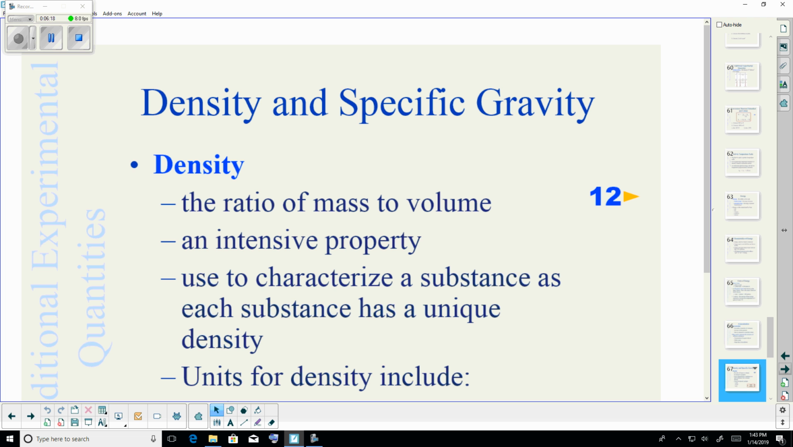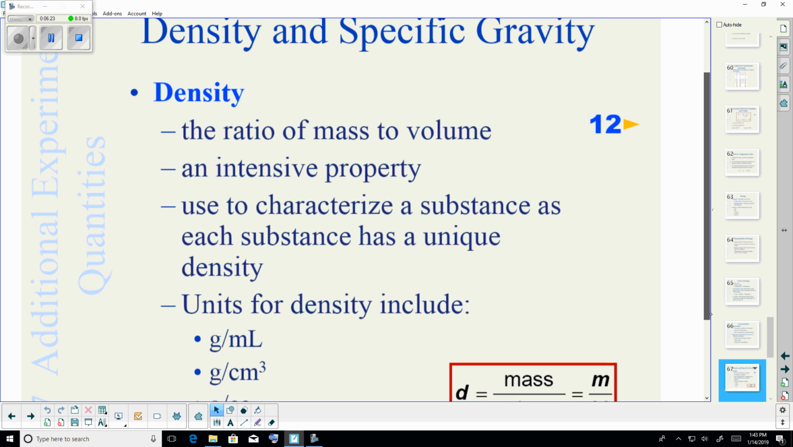Density and specific gravity. Density is the ratio of mass to volume, and it's an intensive property, meaning it doesn't matter how much there is of the substance, it's always the same. So water's density is 1 gram per milliliter. It's the same whether I have 1 milliliter, 1,000 milliliters, an ocean of water. It's always 1 gram per milliliter.